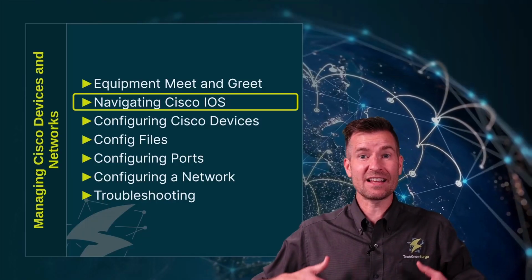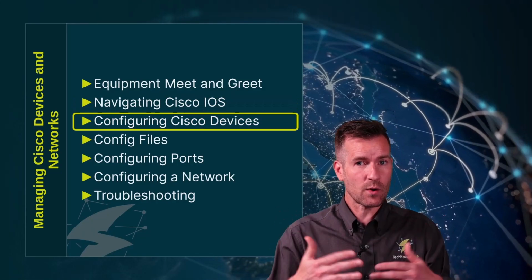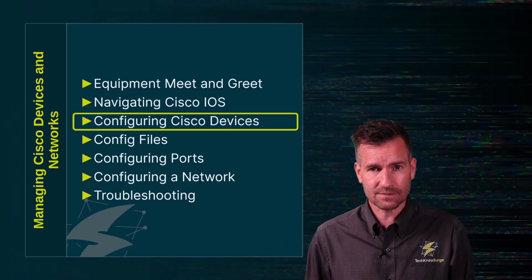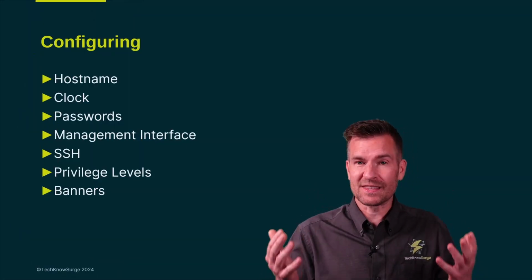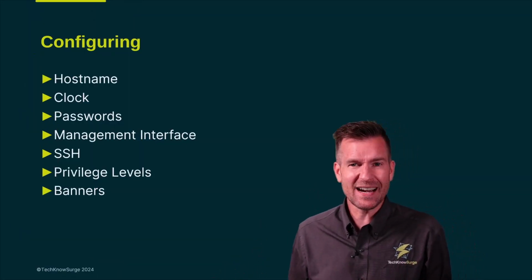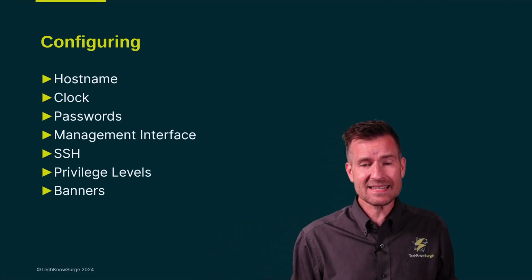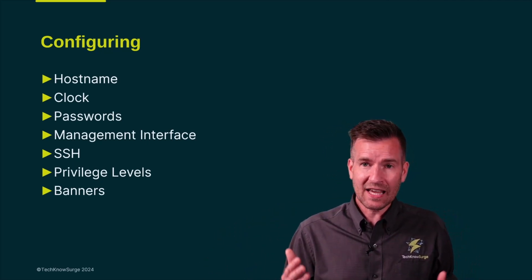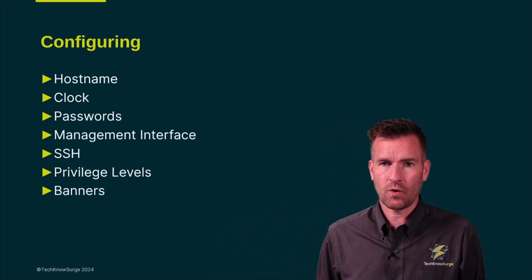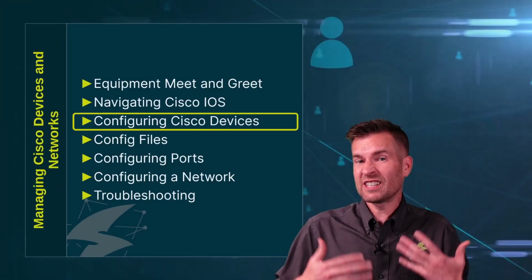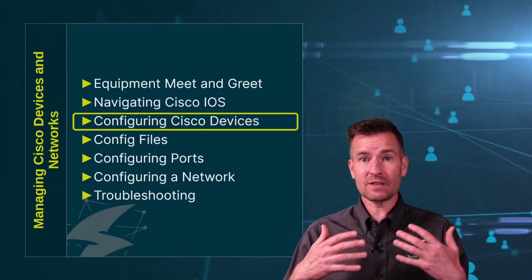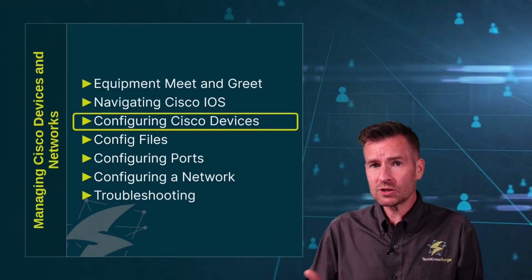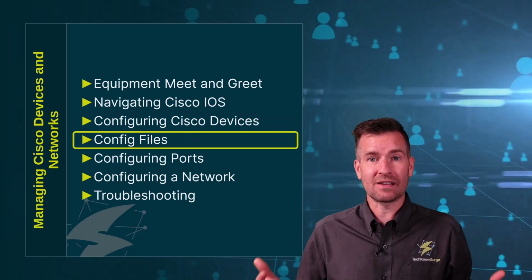Then we started getting into some general configurations that we would want to do on these different devices. Things like configuring the host name, the clock, passwords, management interfaces, setting up SSH, different privilege levels, and also creating banners for our devices. Of course, all of those are different configs, and we want to make sure that we save those configs, and we also talked about different ways to manage the config files.